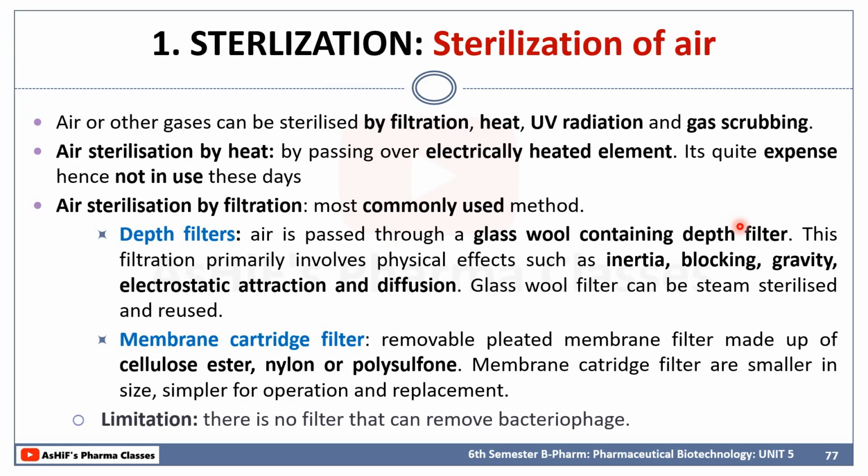Now we have to ensure the sterility of the air which is used for the fermentation process. It can be done by filtration, heat, UV radiation, or gas scrubbing. Usually air sterilization by heat is done by passing it through an electrically heated element.